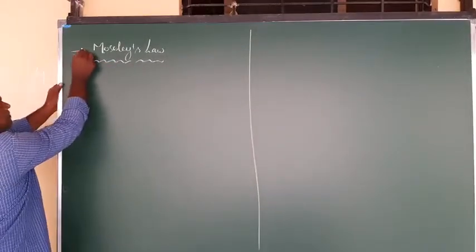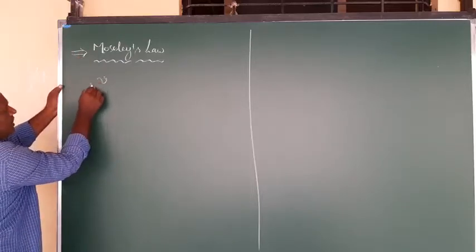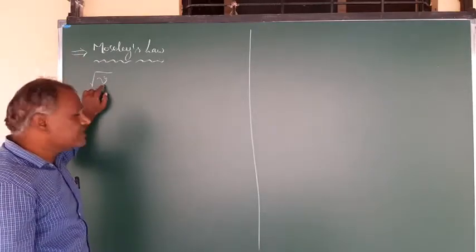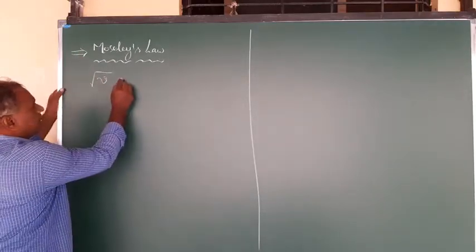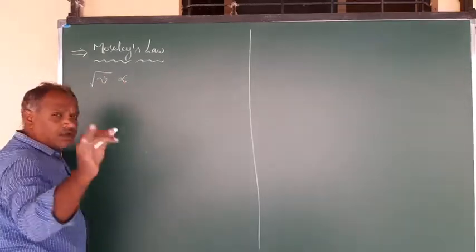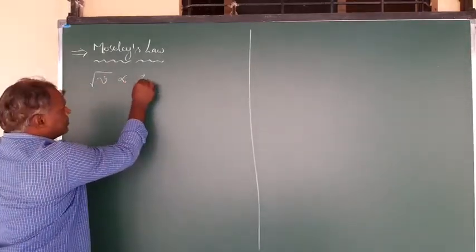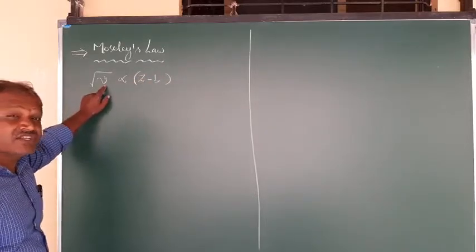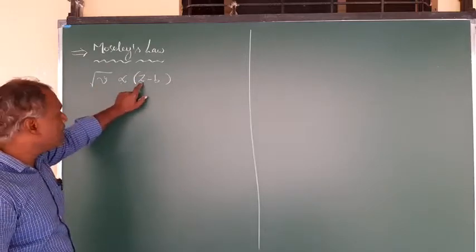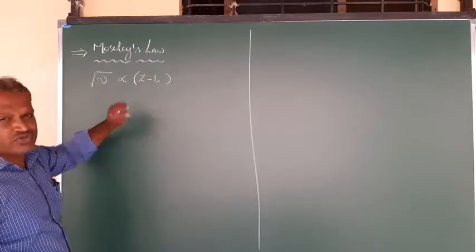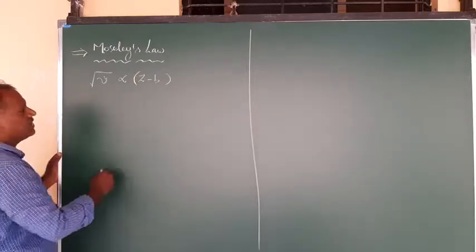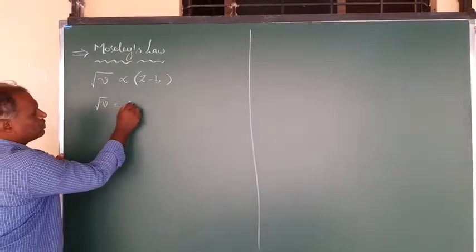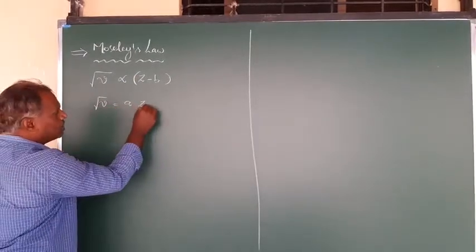Moseley's law states that the square root of frequency of characteristic X-rays is directly proportional to the atomic number of the target, that is Z minus b. Here b is a constant. So this is given by Moseley, and from this you can read that the square root of frequency of the characteristic X-ray spectrum is equal to the proportionality constant a into (Z minus b).